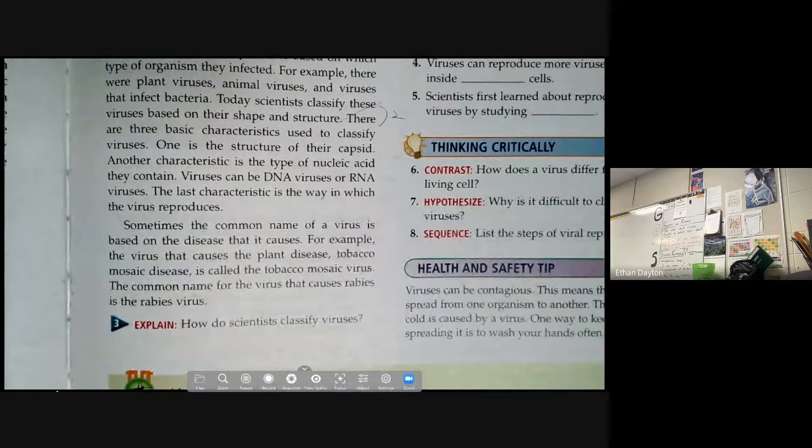Sometimes the common name of a virus is based on the disease that it causes. For example, the virus that causes the plant disease tobacco mosaic disease is called the tobacco mosaic virus. The common name for the virus that causes rabies is the rabies virus. Okay. So that's a number of ways that they classify viruses.